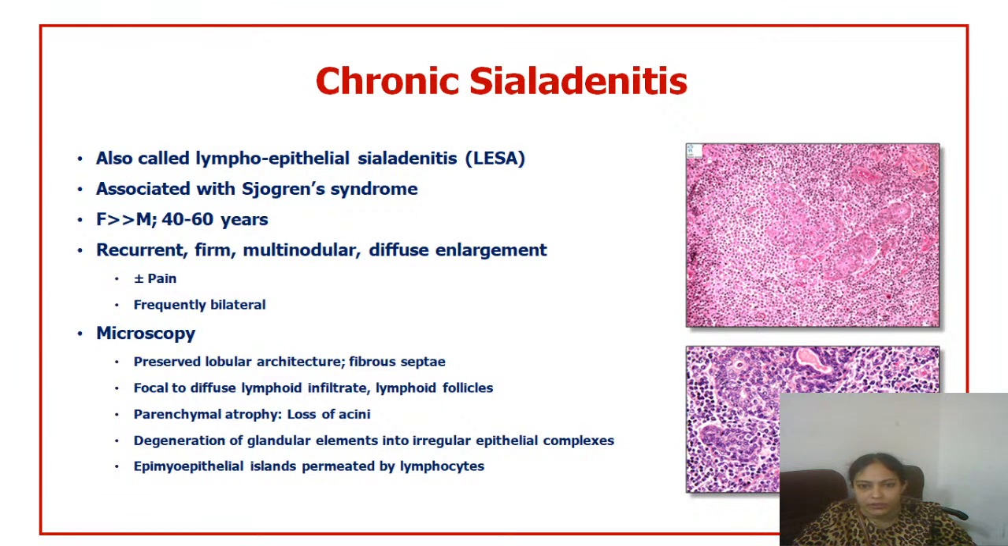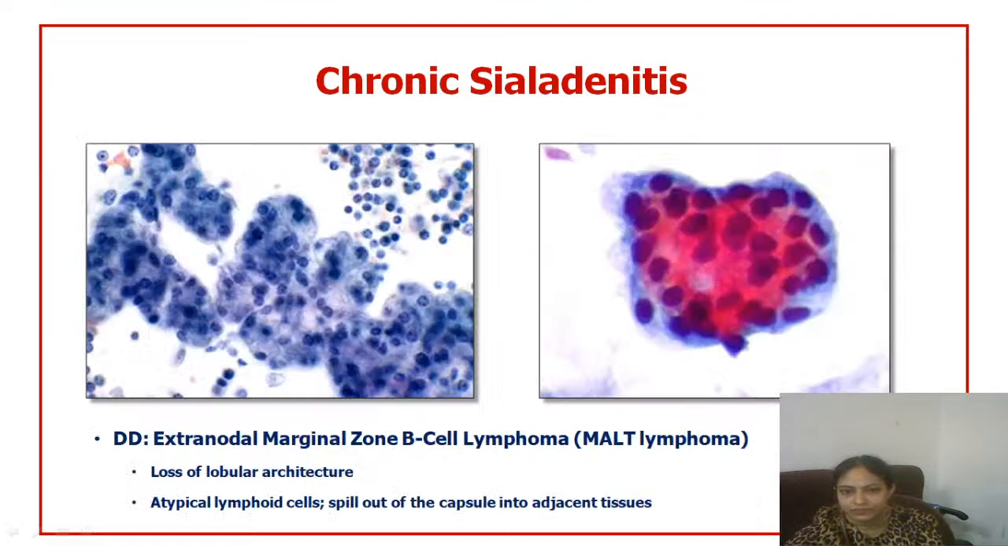So here in chronic sialadenitis, you get diffuse to focal lymphoid infiltrates, you can get lymphoid follicles. There is a loss of acini because of atrophy and degeneration of the glandular elements. They form these epithelial complexes along with the adjacent myoepithelial cells. They are called epimyoepithelial islands, and these are infiltrated by lymphocytes, as you can see here, and you can see the surrounding lymphoid infiltrate as well.